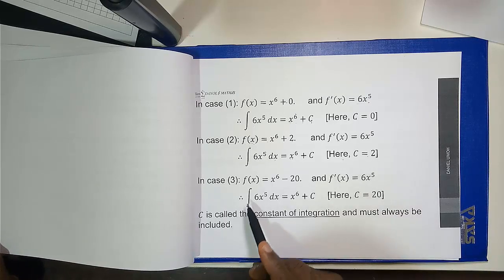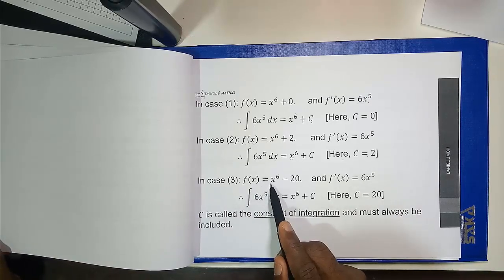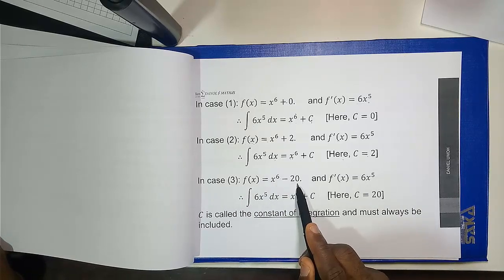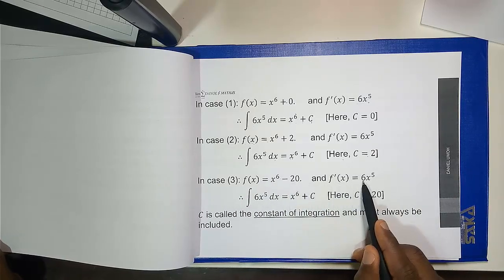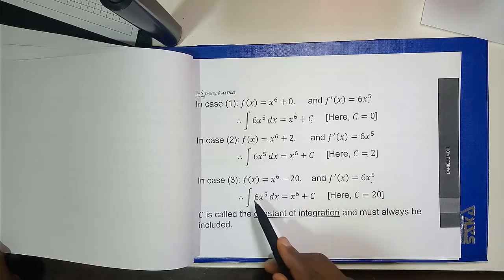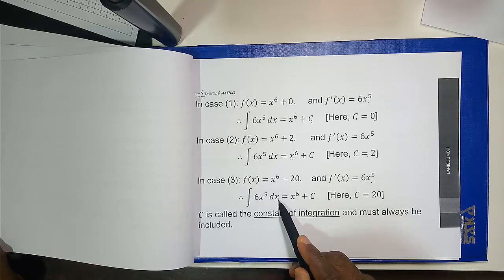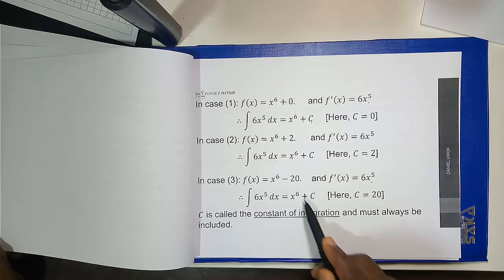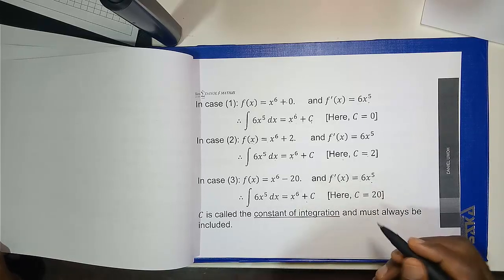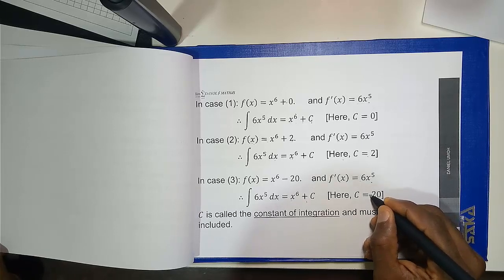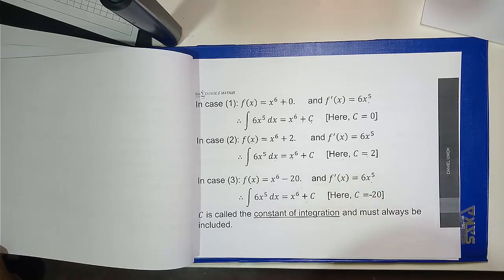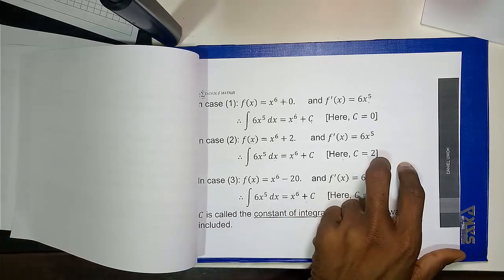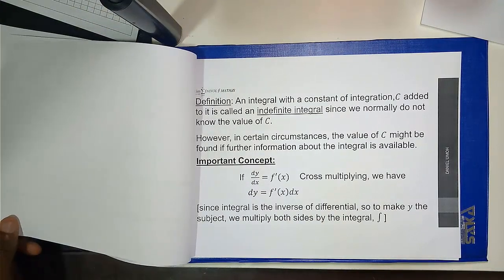Now, in case 3, our function was f of x equals x raised to the power of 6 minus 20, which on differentiation we got 6x raised to the power of 5. When we integrate 6x raised to the power of 5 dx, we got what? X raised to the power of 6 plus C. So in this case 3, our C was what? Minus 20. C is called the constant of integration and must always be included. Students, please take note of that. It must always be included.